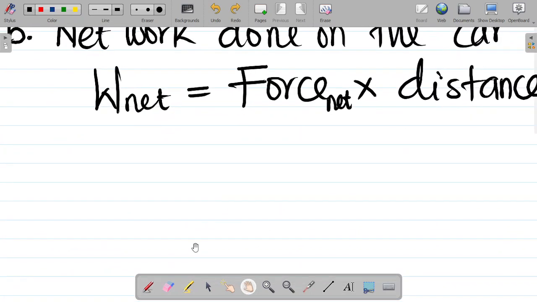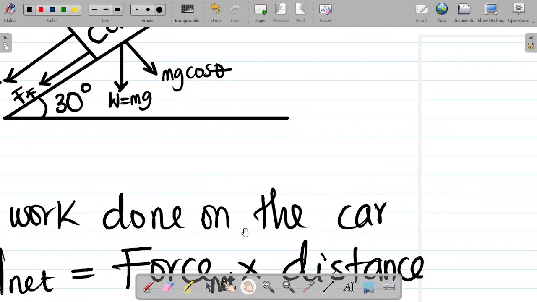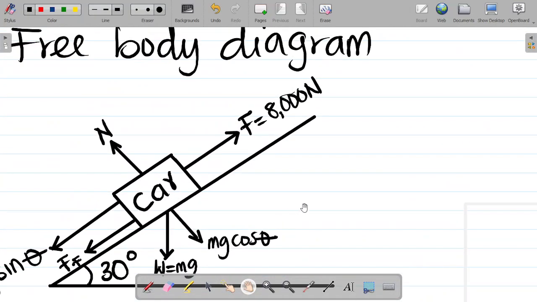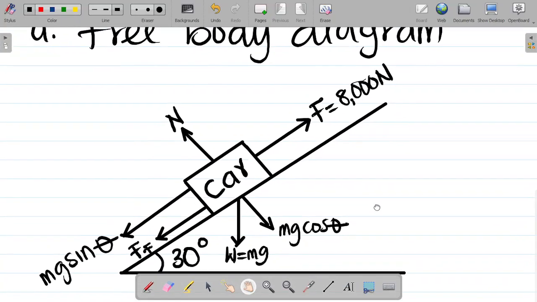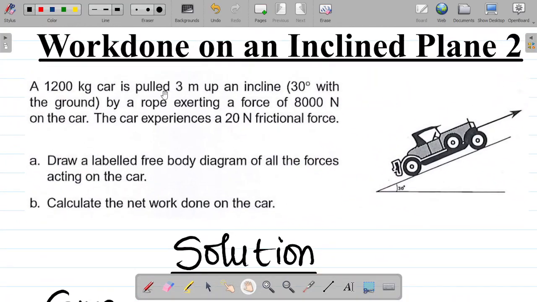So let's get the net force, which we'll call F net. F net is equal to, how do we get the net force? To get the net force, all you have to do is this. First things first, focus on the direction of the motion or movement of the car. If you read the question carefully, it says that the body is moving up an inclined plane.